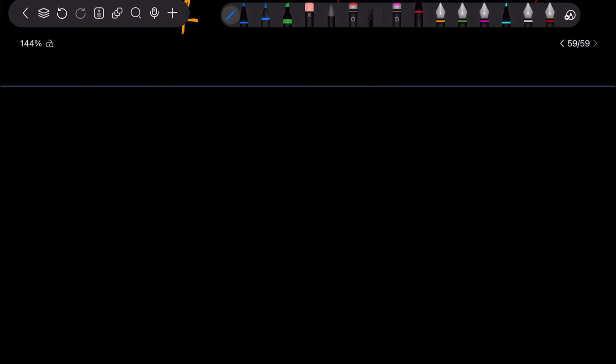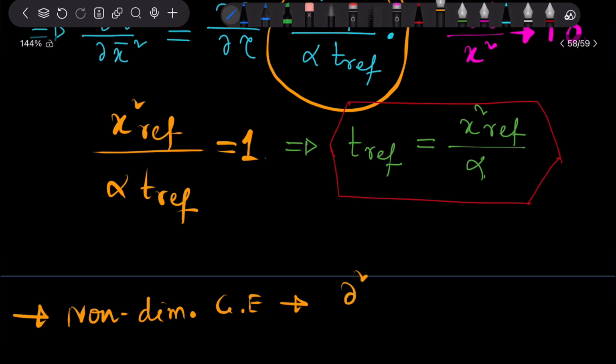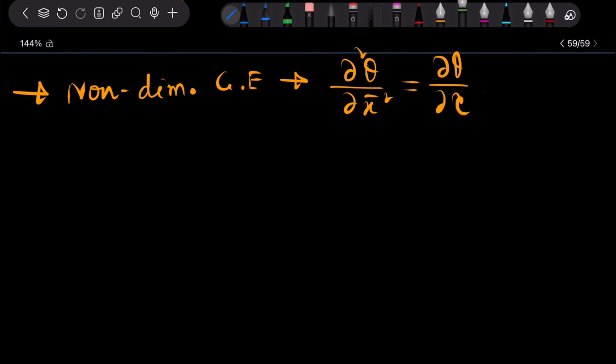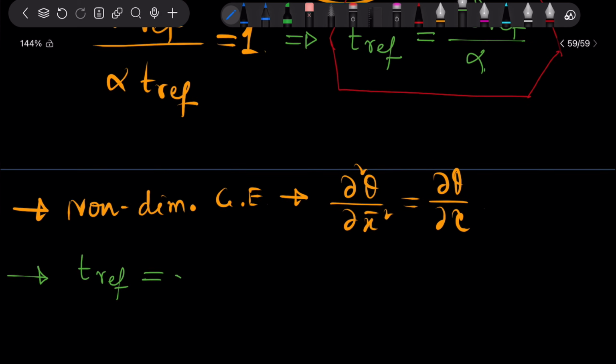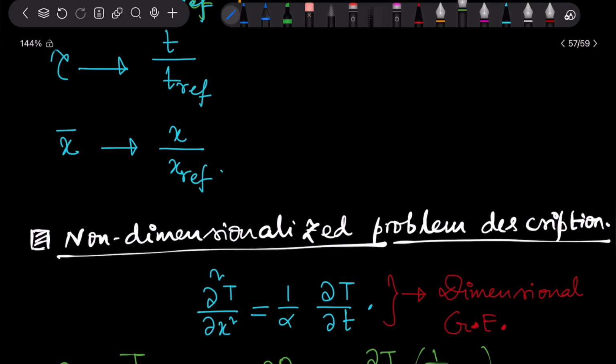So until now, I am writing my non-dimensionalized short governing equation, and that is del 2 theta by del x bar square is equal to del theta by del tau. And here I also know that my t reference is equal to x reference square by alpha. Clear? So now let us come to the boundary conditions.